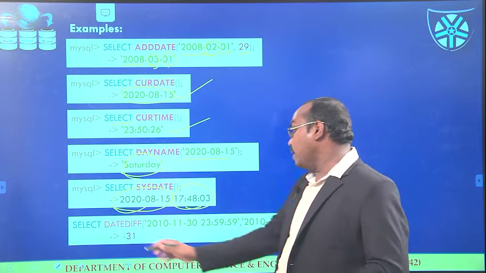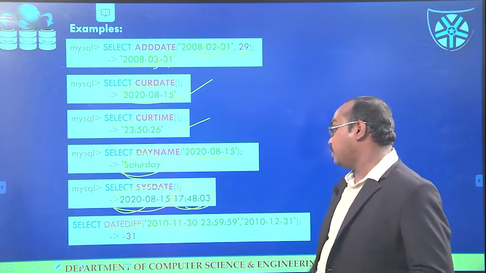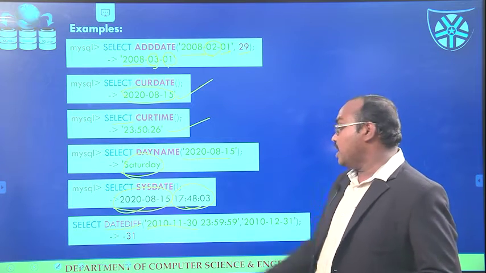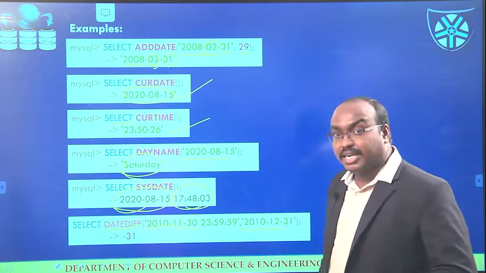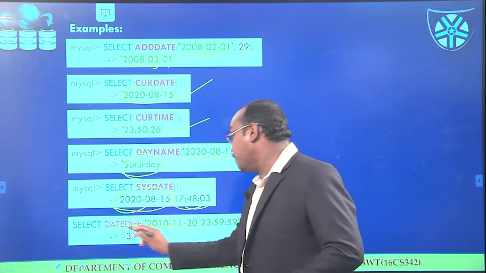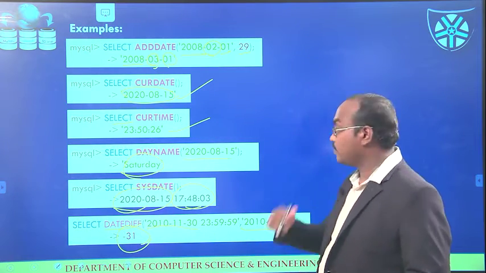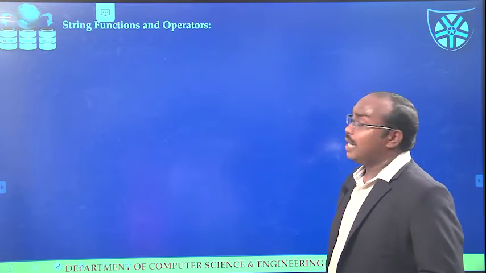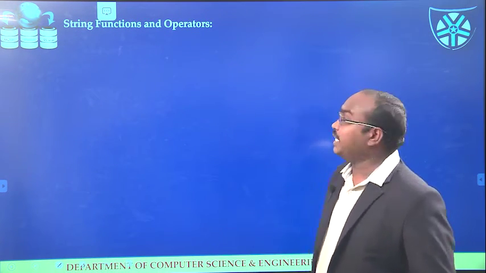Okay. And the next one, date difference. Here I am declaring two different dates, 2010 November 30, and the next one 2010 December 31st. So it will return -31. Date difference. And the next one, string functions and operators.